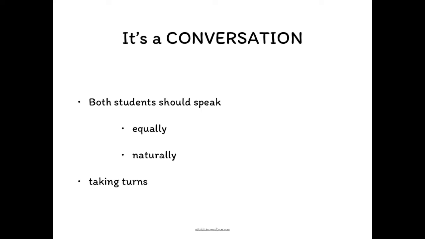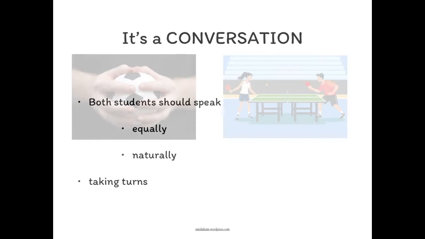Remember that this part of the exam, the interaction phase, is a conversation between 2 people, perhaps 3, but it's just a conversation. So students should speak equally. There shouldn't be one student who speaks most of the time and another who says very little. No, both students should speak more or less the same amount of time. And you are expected to speak naturally. That means, for example, taking turns.